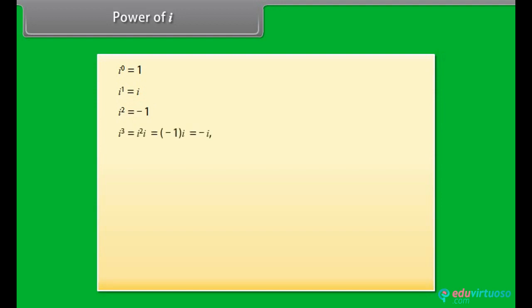Iota raised to the power 3 can also be written as iota square into iota. We know iota square is -1. We get -iota. Similarly, iota raised to power 4 is equal to square of iota square, which is equal to (-1) square, which is equal to 1. Iota raised to power 5 is equal to square of iota square into iota, which is equal to (-1) square into iota, which is equal to iota.